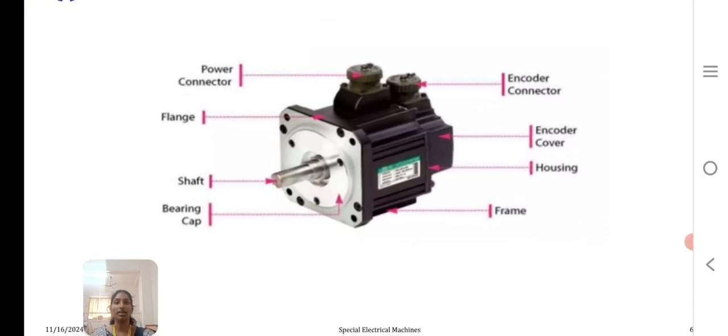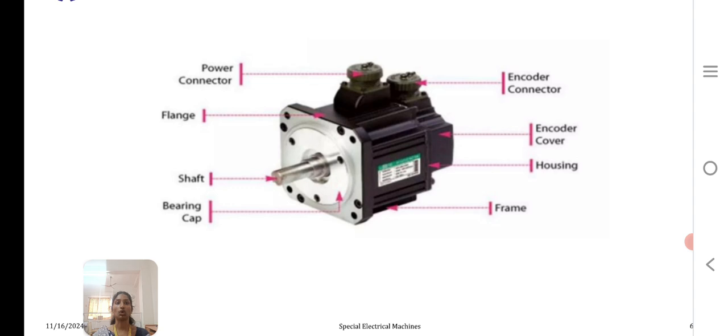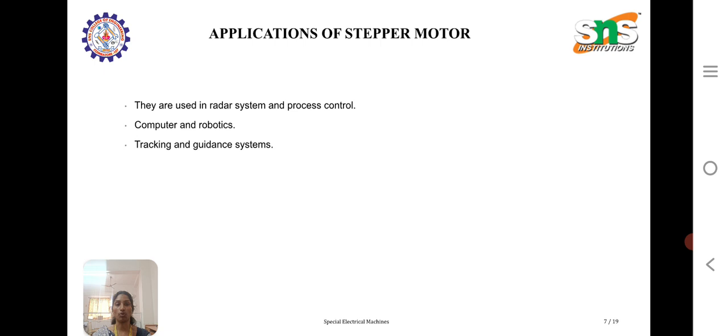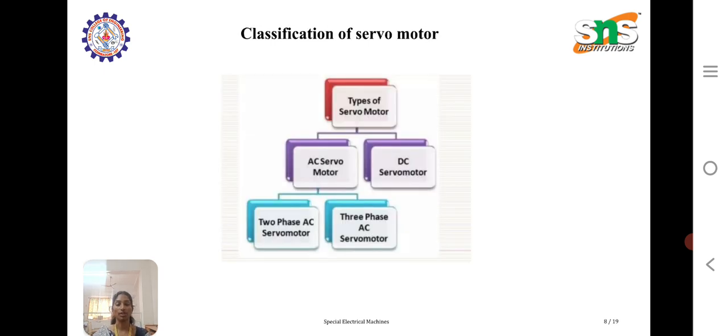So here we have a detailed picture of the encoder connector, encoder cover, housing, that is the outer cover, frame, bearing cap, shaft, flange and power connectors. So this is the construction structure of the AC servo motor. Coming to the applications, it is used in tracking and guidance systems, and it is used in radar systems and process control.